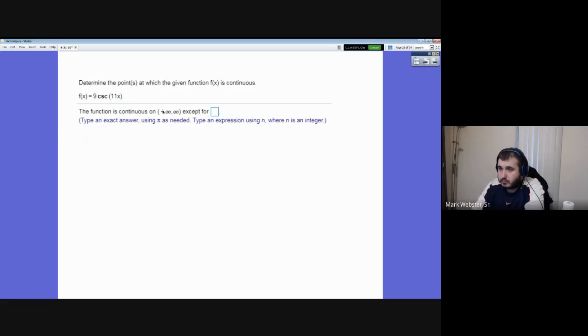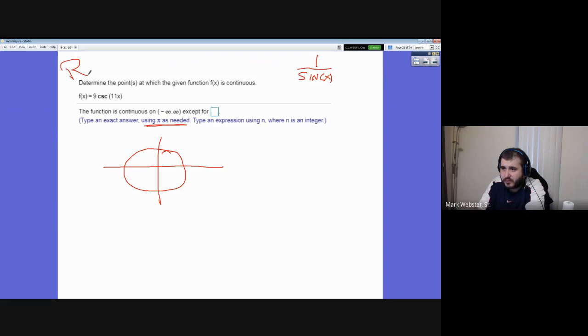But now here, cosecant. This is one of those ones where there's a problem. And the reason that there's a problem is cosecant is 1 over sine of x, right? So we have to look at the function in terms of sine so that we can figure out where the zeros in the denominator are, right? If we go through and we draw our unit circle, and we're looking, it's saying using pi as needed. This is a hint. We're always using radians for this.